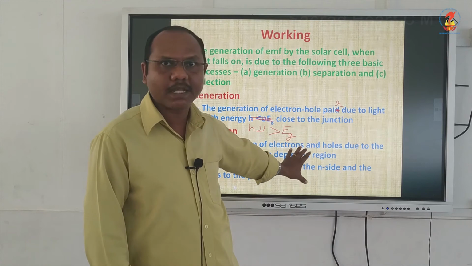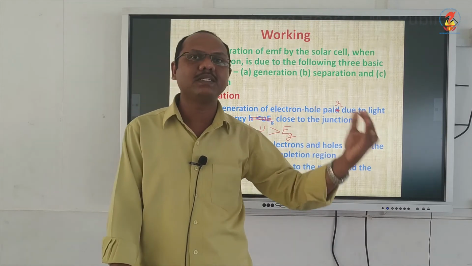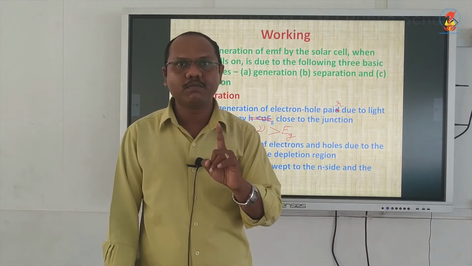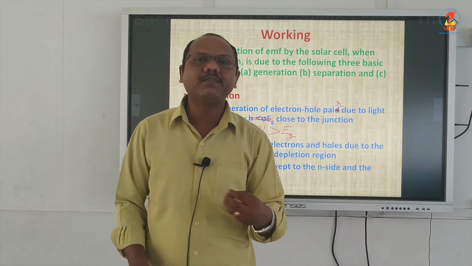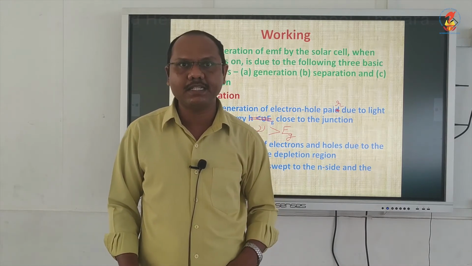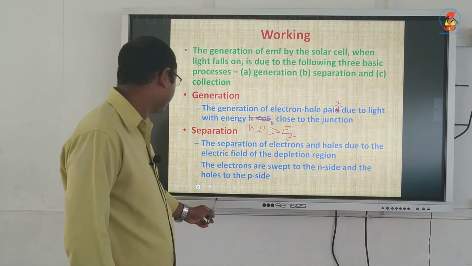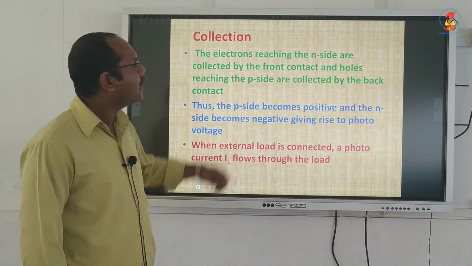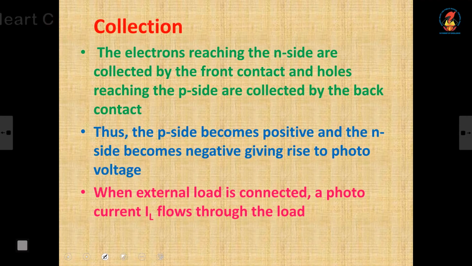That is called separation. Electrons will move towards the N side and holes will move towards the P side. So it will create a potential difference. Now the electrons reaching the N side are collected by the front contact and holes reaching the P side are collected by the back contact. Thus P side becomes positive and N side becomes negative, giving rise to photovoltage.